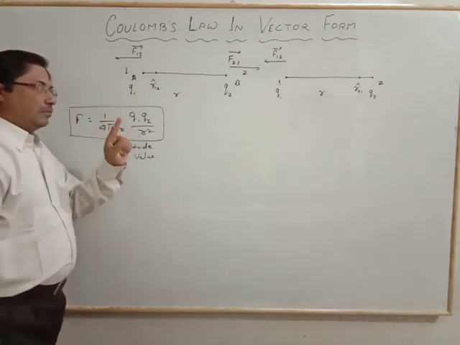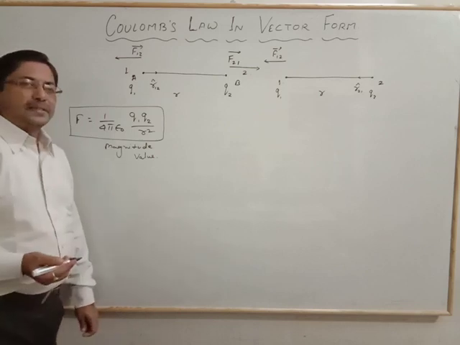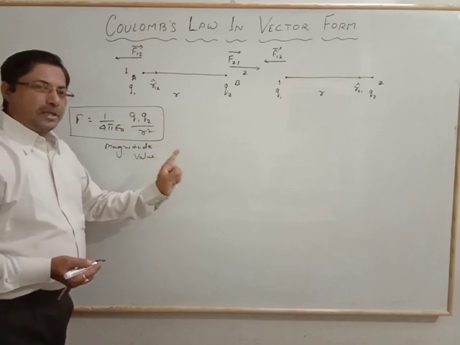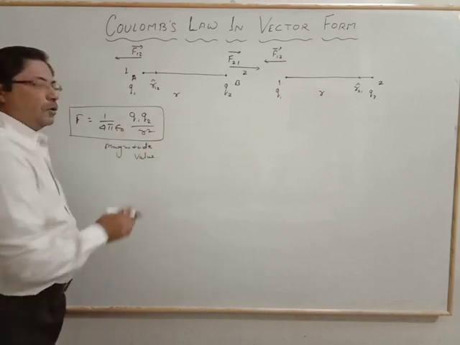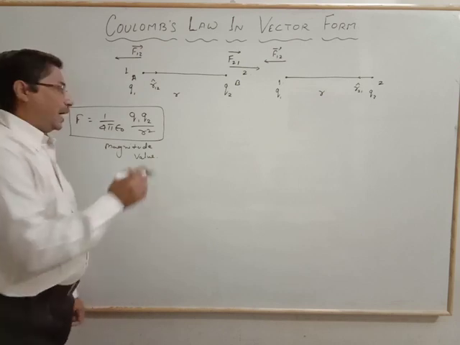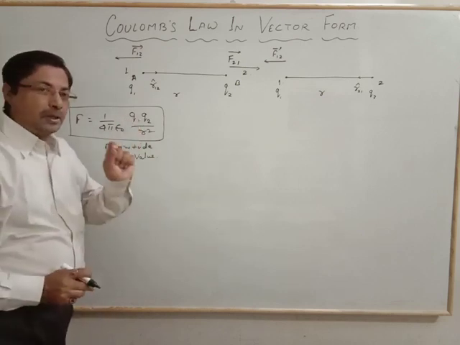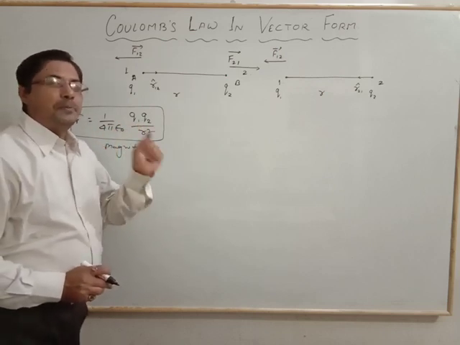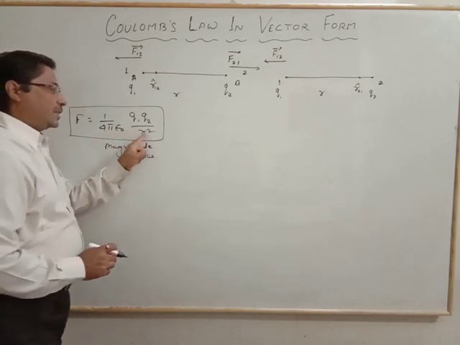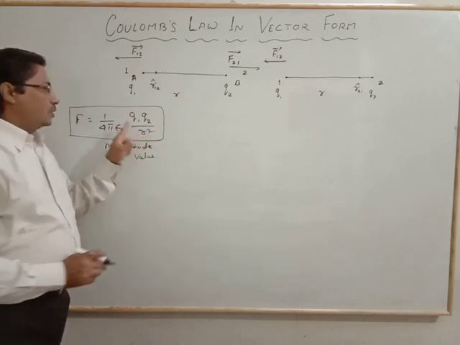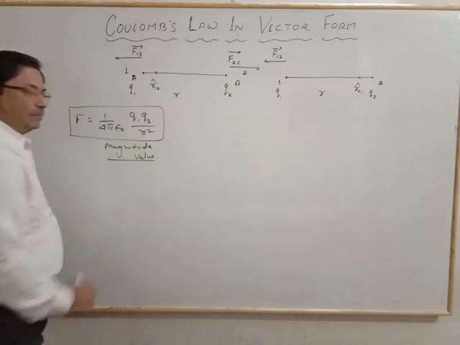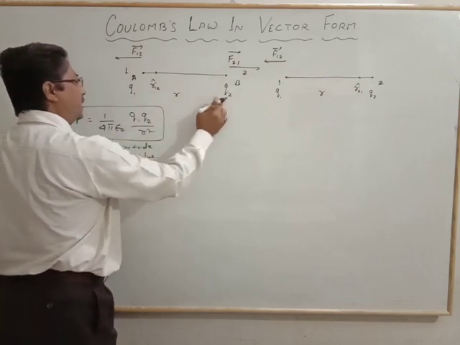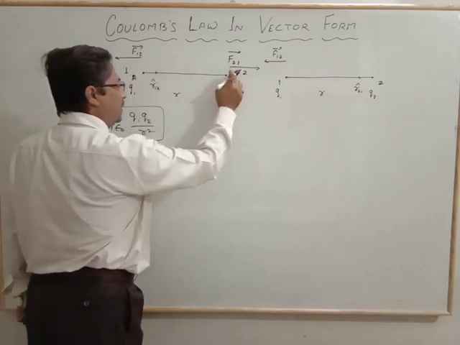So the statement also says that two stationary point charges either attract or repel each other with a force which is directly proportional to the product of the magnitudes of the charges. We are not concerned with whether they are positive or negative. And it is inversely proportional to the square of the distance. So this only gives the magnitude value. For the direction, we must know that if the charges are positive, the direction of the force is repulsive, or outward.